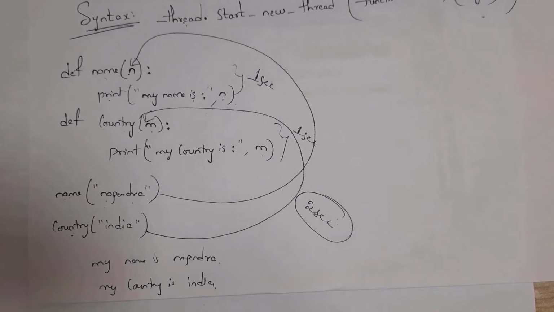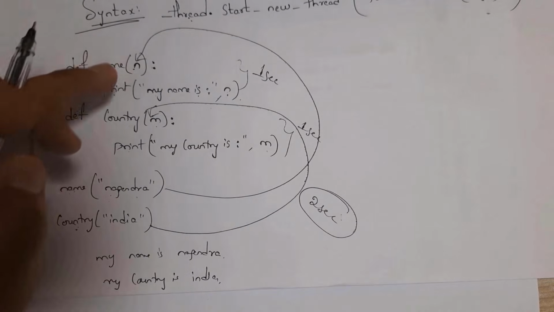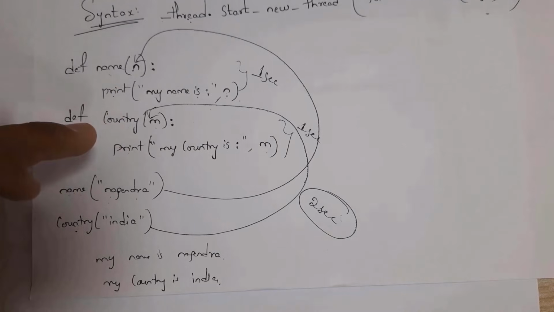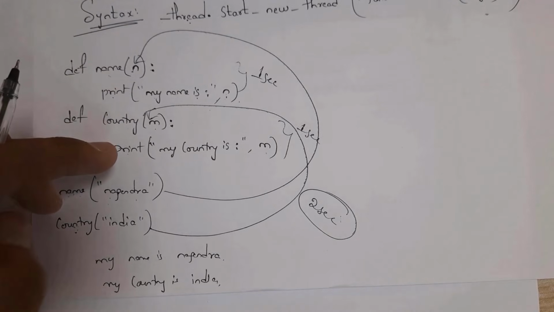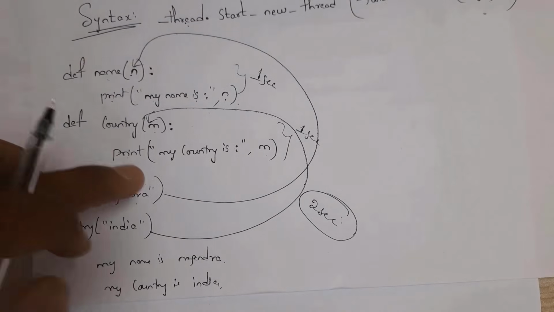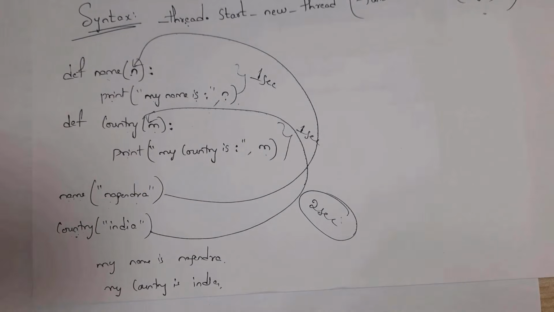But I don't want to execute this program serially. I want to execute this program parallelly. That is nothing but at a time, within 1 second, I want to execute these two functions. Yes, you can execute these two functions at a time by using _thread module. Within 1 second, it will execute these two functions. It will execute program concurrently, not serially.